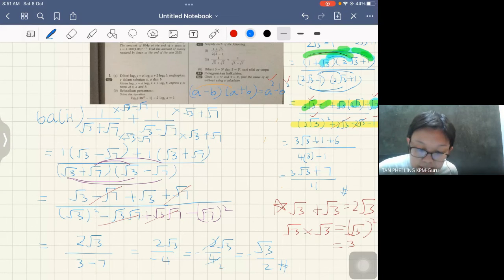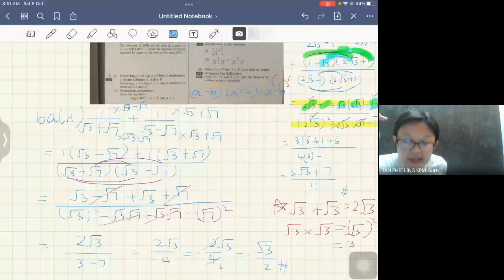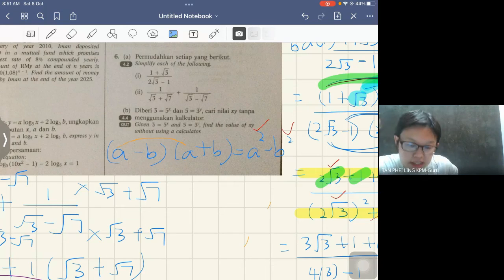We can continue to solve 6b, shall we? 6b is also a good question, right? This one, if I put in exam, sure gone. So let's do this, okay? Now, 3 equals 5 to the power x and 5 equals 3 to the power y. So they ask you to find the value of xy without using calculator. So Jasrine, here again, without using calculator. So we don't want to see any decimal place. Always remember that. Okay, so we will solve it here.